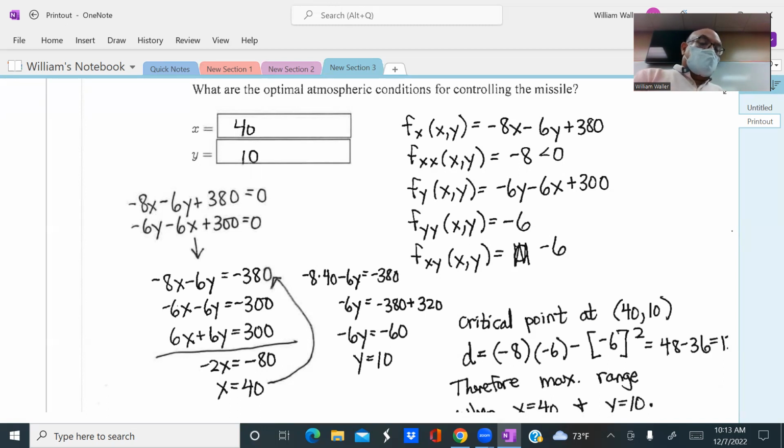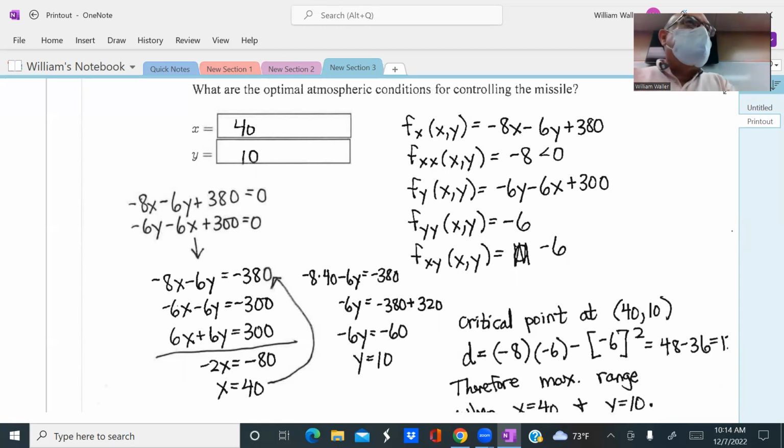And the reason I did that is because, of course, the y's are going to drop out, right, when you do that. And then you just get minus 2x is equal to minus 380 plus 300, which is minus 80. And then just divide both sides by -2. So you get the x coordinate of your critical point is 40. And then I think I just took this x value and plugged it back into this first equation, solve for y, and we got y is equal to 10. So the y coordinate of your critical point is 10. All right. Most people stopped right there.